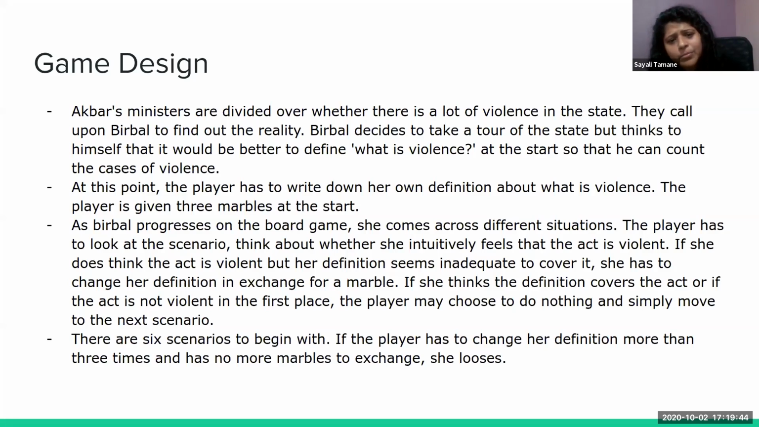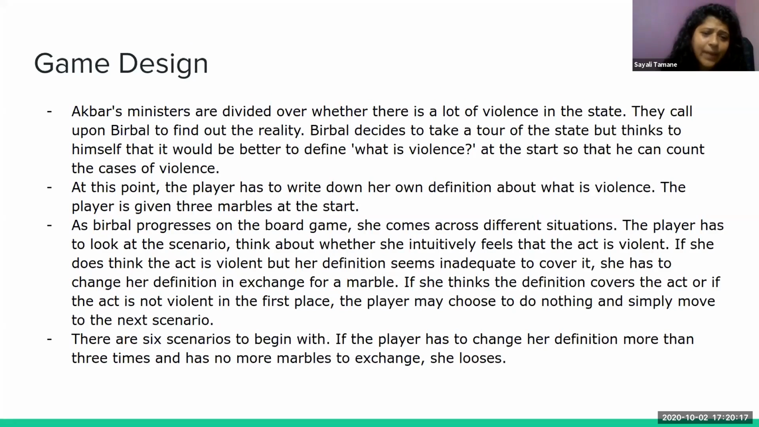And then Birbal says, okay, I'll take a tour around the state, and I will make observations, and then I'll come back and report to you. And so when Birbal decides to take the tour of the state, he thinks to himself, if I have to see whether there is a lot of violence in the state, I first need to define to myself what is violence. I first need to ask myself what is violence, so that I can count cases of violence.